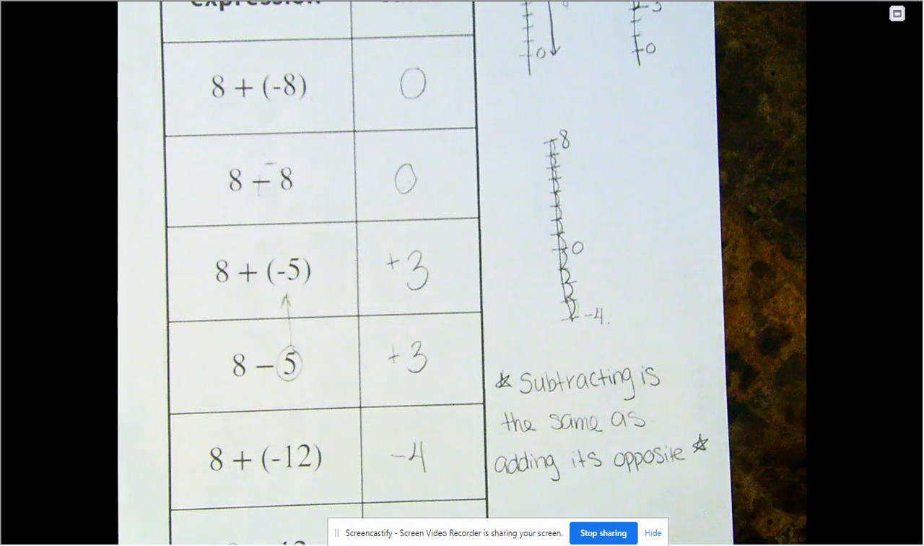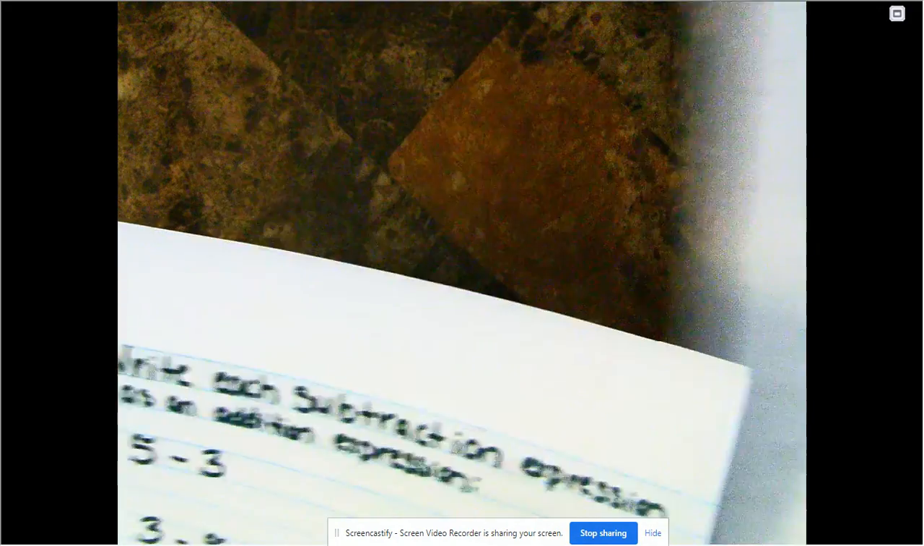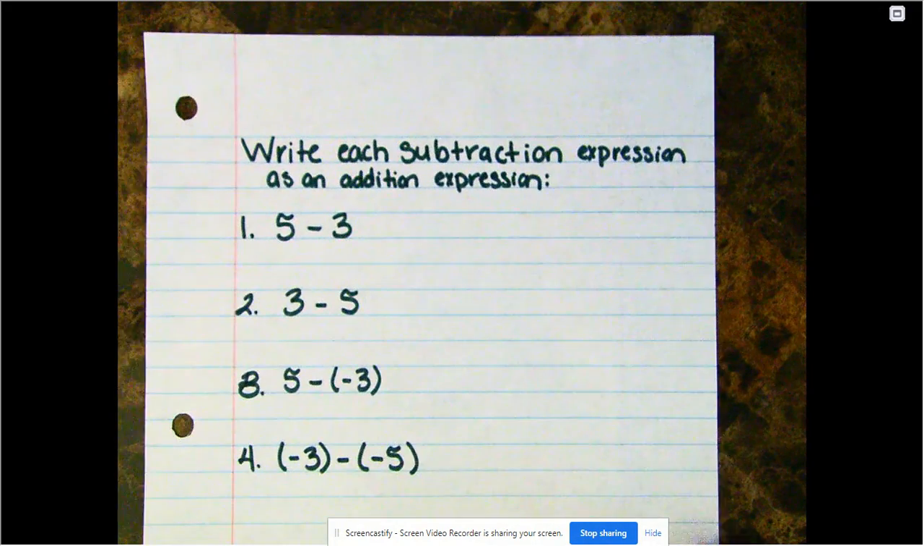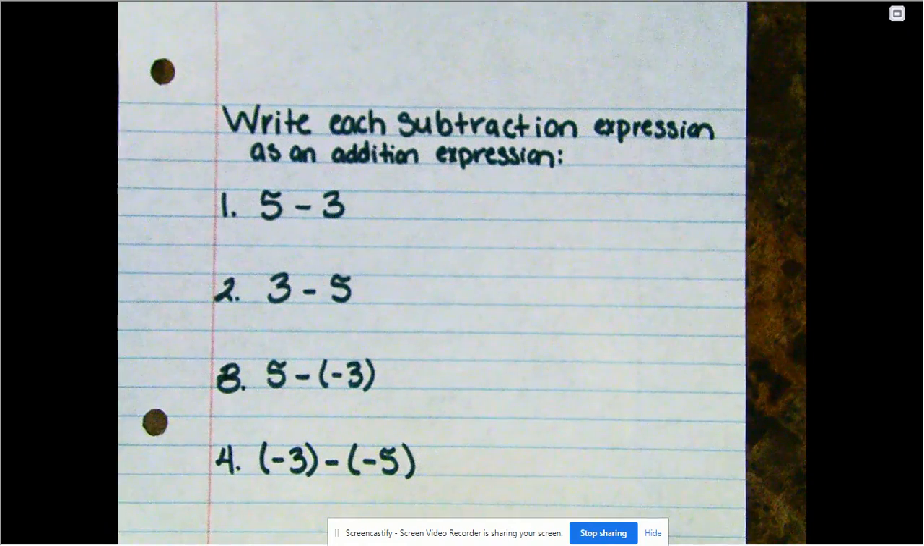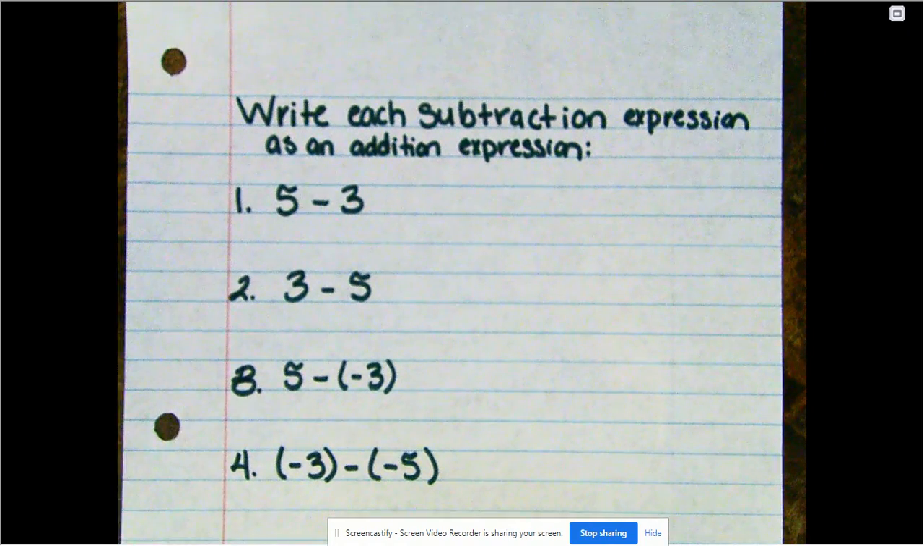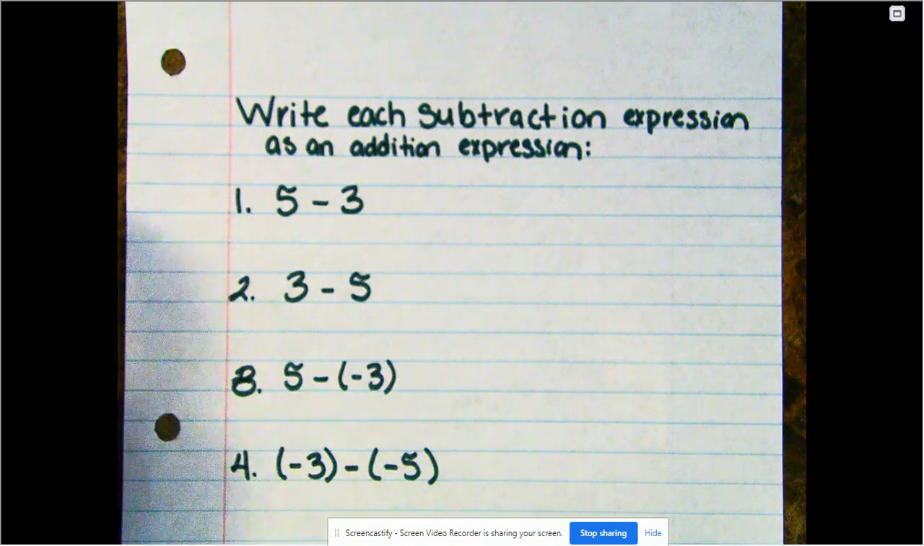Okay, we're going to apply that with a couple of examples. So that exact same concept you all need to be applying today. Okay, on this one, we're going to write each subtraction expression as an addition expression. So I have the first one as an example. So let's do 5 minus 3. Okay, so we're going to write it as an addition expression, remembering adding its opposite.